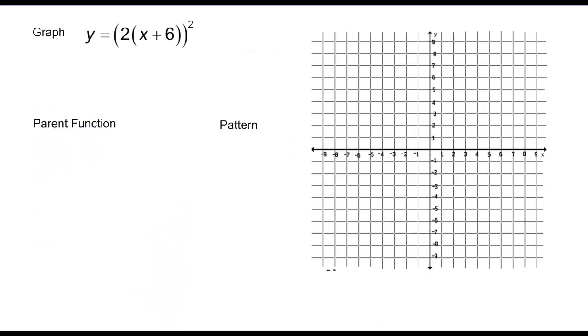Few more, guys. Now, this is the toughest case. We notice that it's a squared function still, so we have this parent function of x squared. We have this pattern still existing of -2, -1, 0, 1, 2.